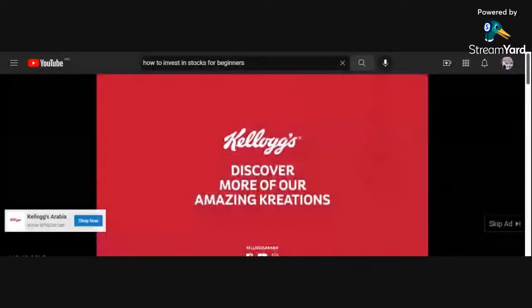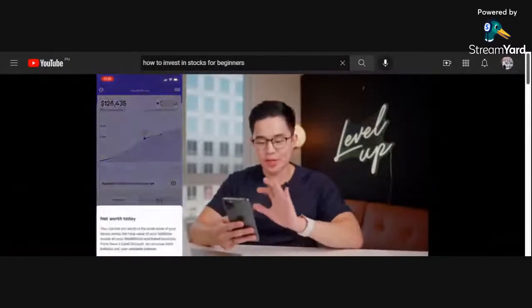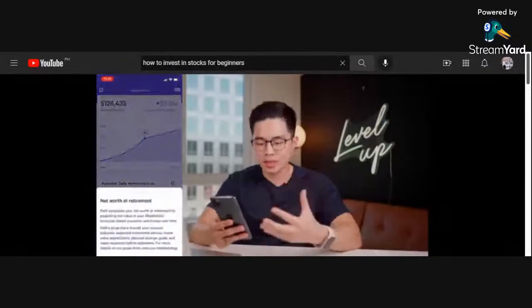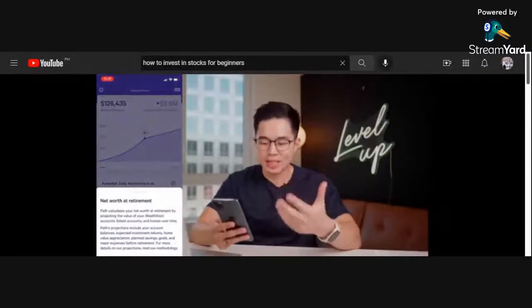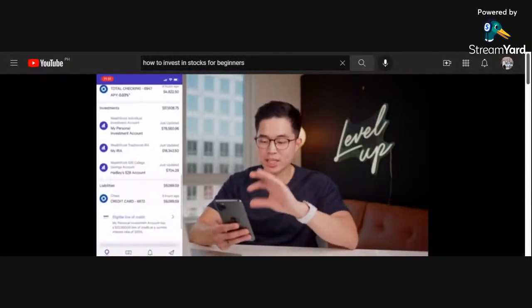Like on your phone. So if you open up Wealthfront, it's gonna show you your main dashboard. It's gonna show your net worth today, and it's also going to show you your net worth at retirement. So this is the projected net worth based on all your assets and all that stuff. So if you scroll down there, it's gonna show you your cash accounts. It's also gonna show you your investment accounts.